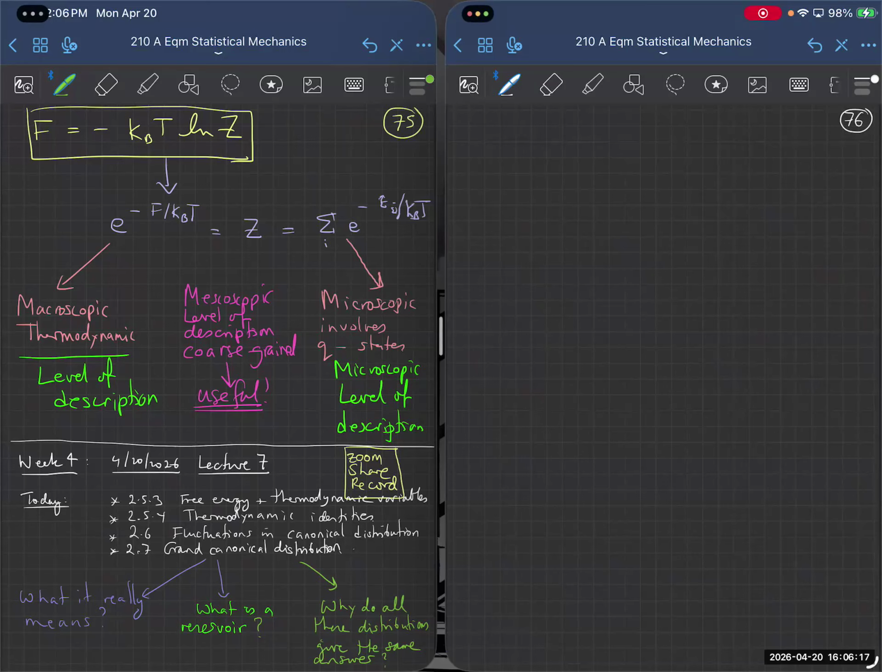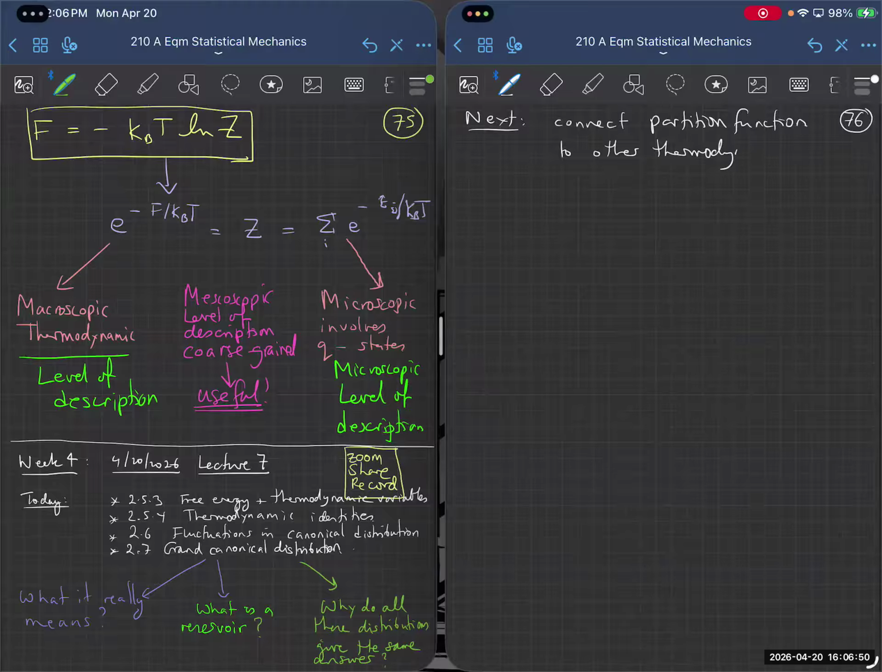On the left-hand panel, I've given you the section headings. The next thing we're going to do is connect the partition function to other thermodynamic variables. There's nothing very profound in this. It's really just a question of recalling the definitions.